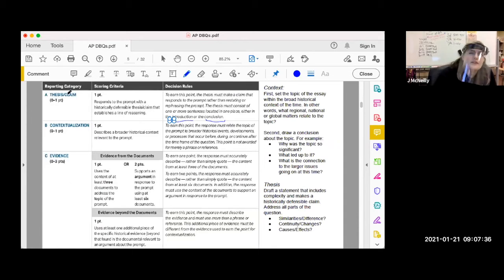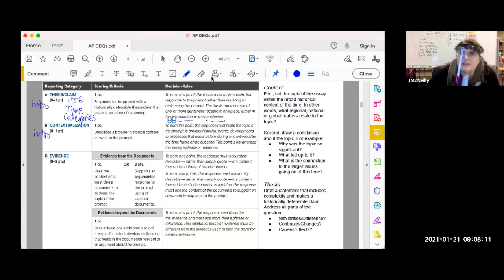Okay, so when you're writing your thesis, identify the historical thinking skill. In our example, we used causation. Identify the time frame, period 2, and then stick to that period, and create your categories. Social causes, economic causes, religious effects, et cetera, et cetera. So we know what your body paragraphs are going to be about. Okay, so this is in the intro, and this is in the intro.